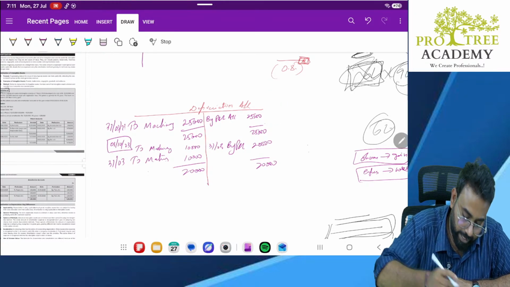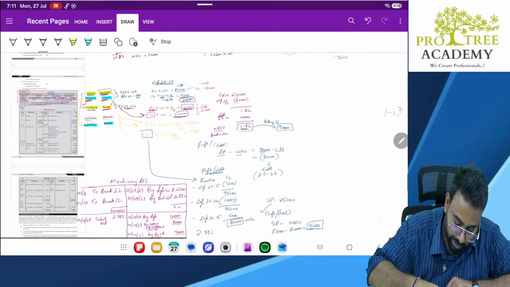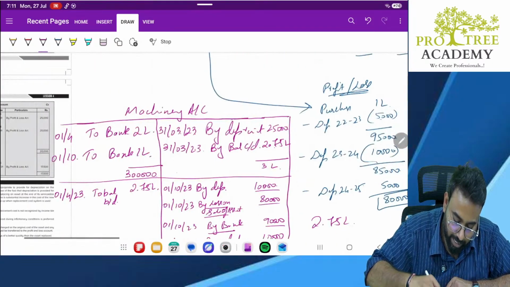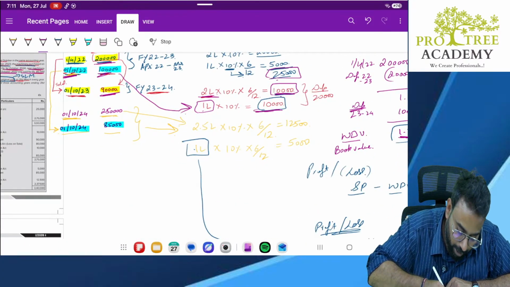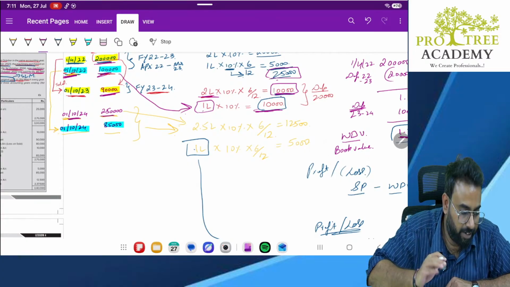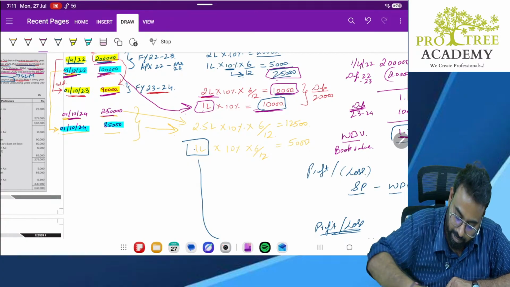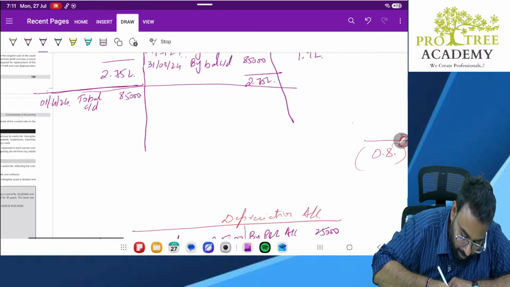Okay, now let's take the next year. We have already prepared workings, sir. Next year, what has happened? Sir, next year, two transactions. One, we have purchased on October 2024. Let's record that transaction. We have made the purchases.